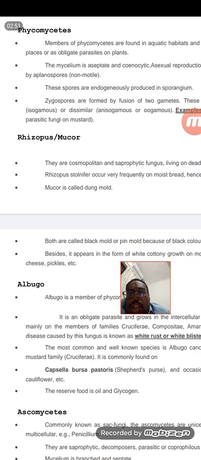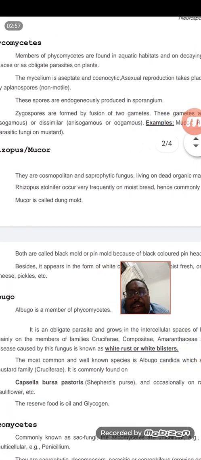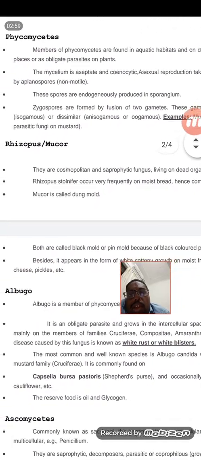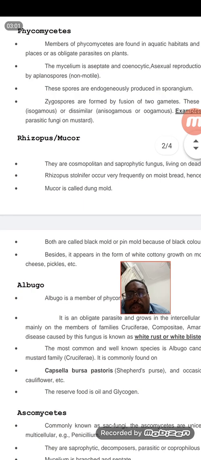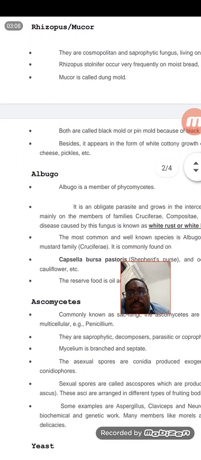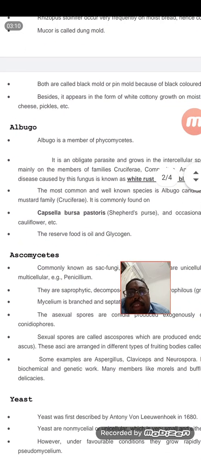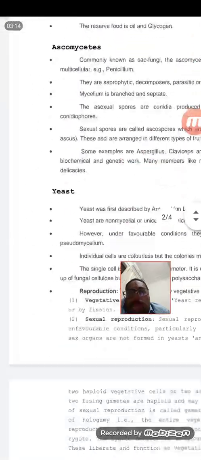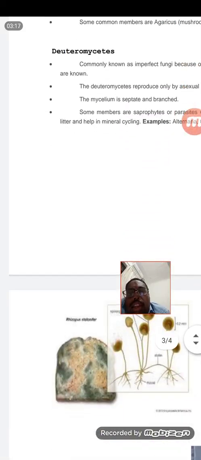They live on pickles. We can see this Rhizopus on bread, and some of the fungi are used for the fermentation, the maturation of yeast. So Rhizopus is a very good example. Then the next one is known as Albugo. Albugo we can see on leaves.